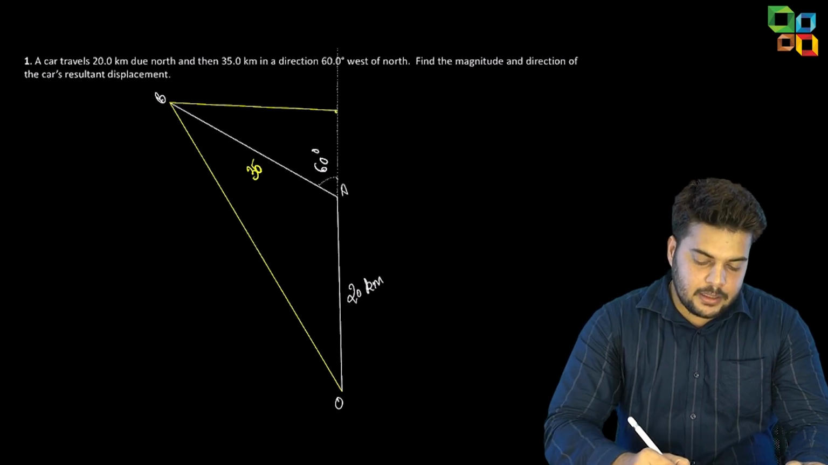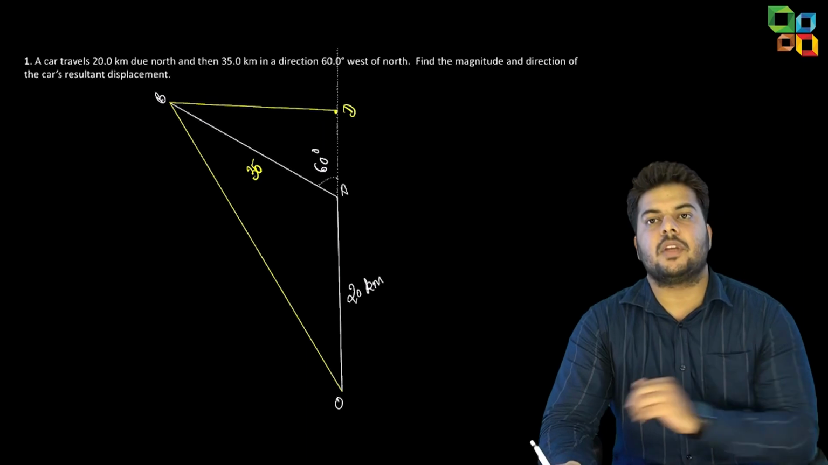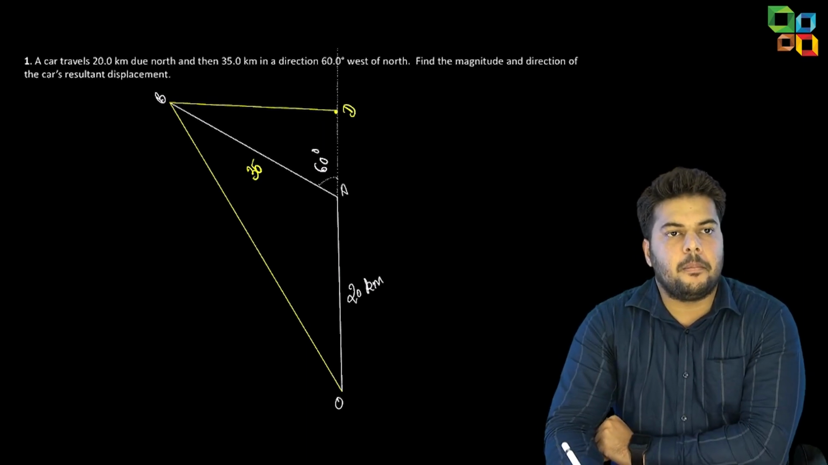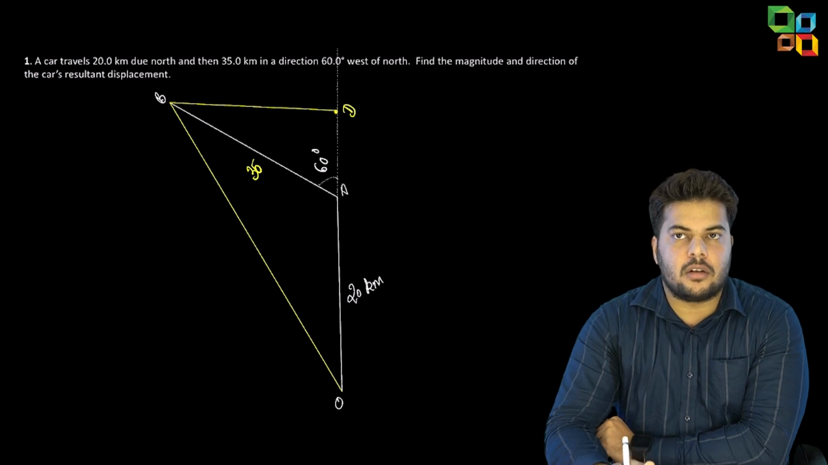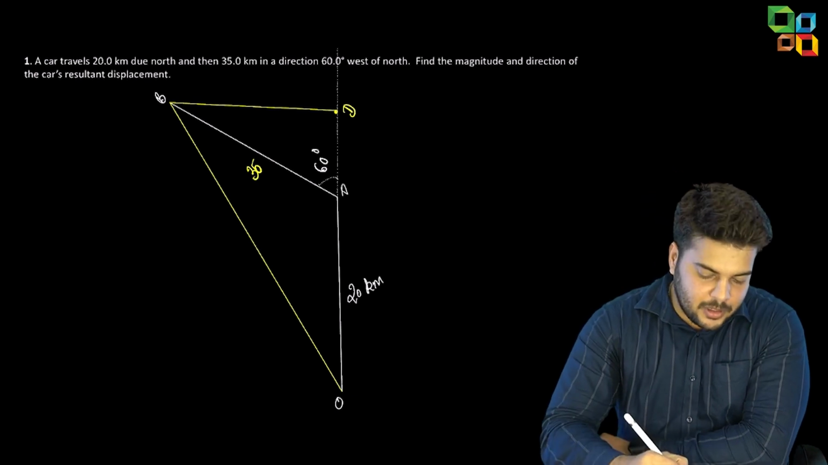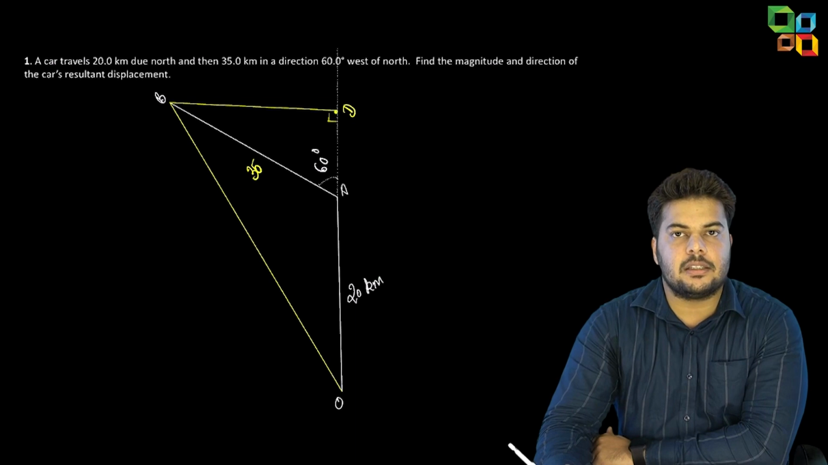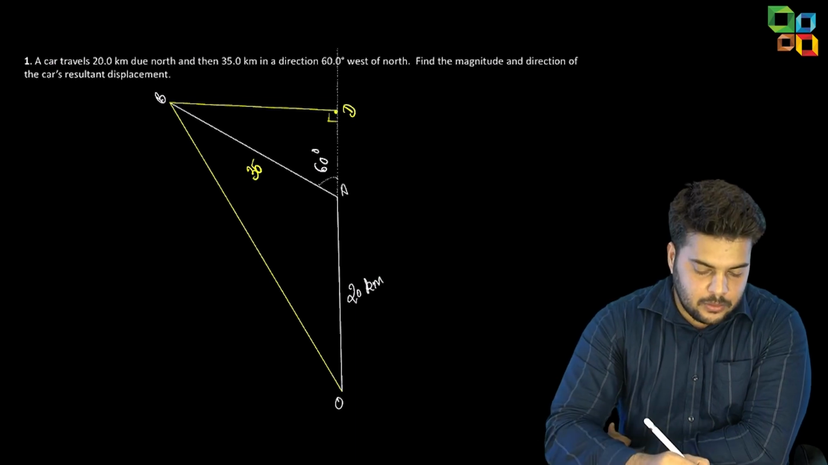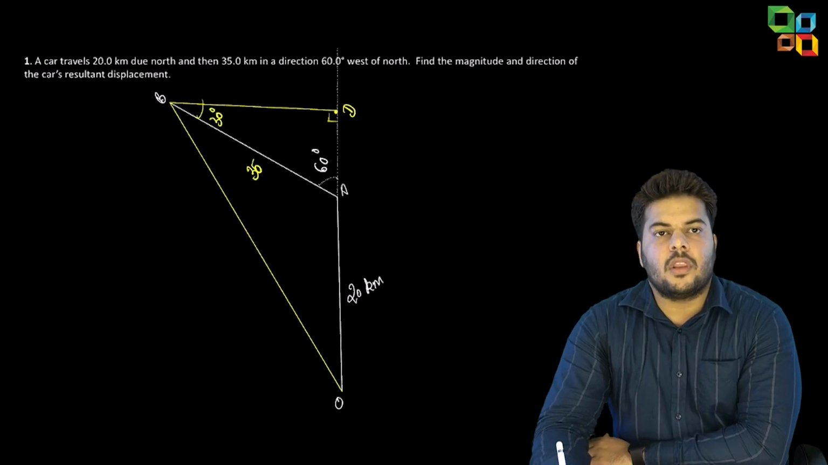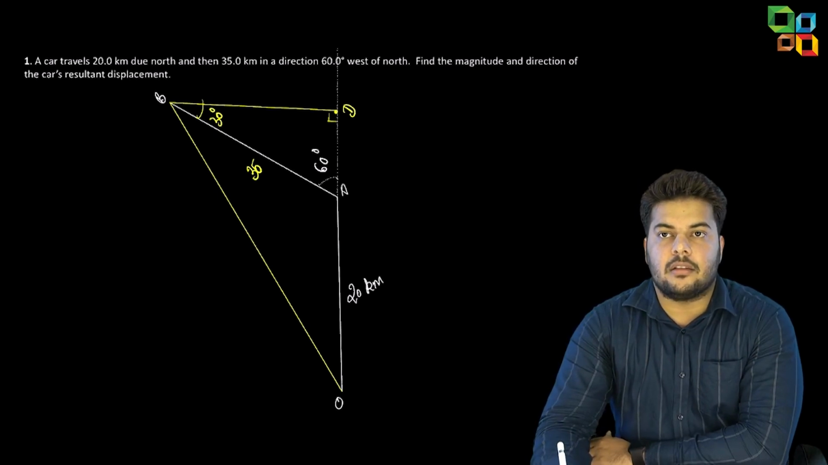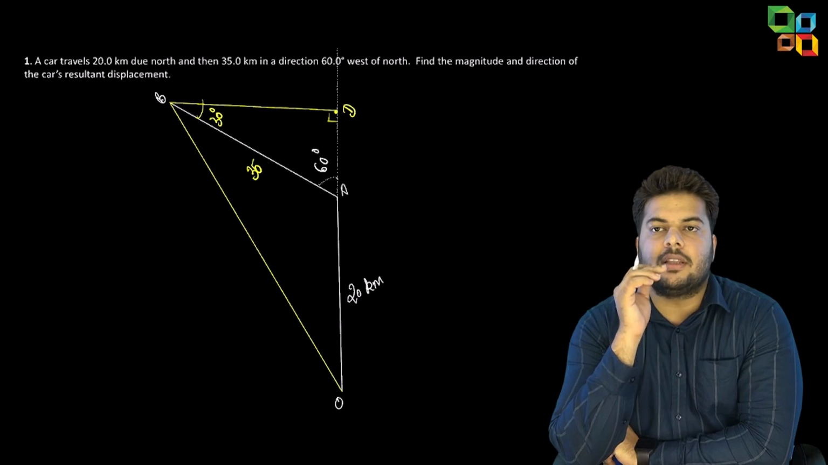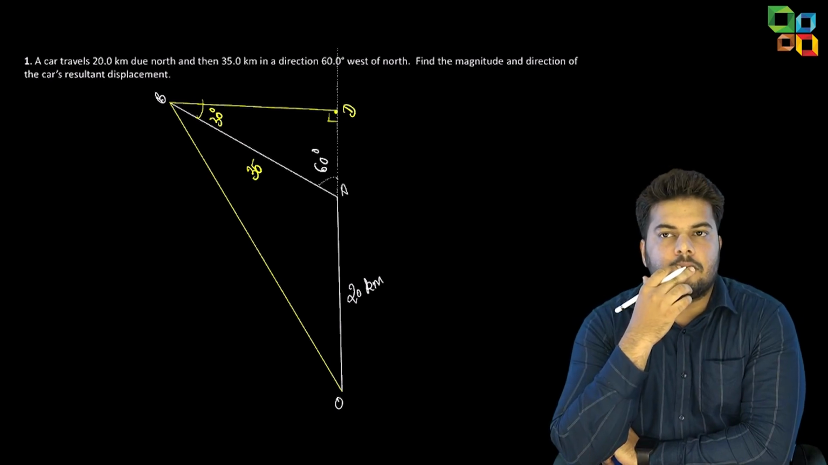Can we find this AD? We could use trigonometric ratios. How can we use trigonometry ratios? This is 90 degrees. So this is a 30, 60, 90 triangle, isn't it? And what do we know about the 30, 60, 90 triangle?